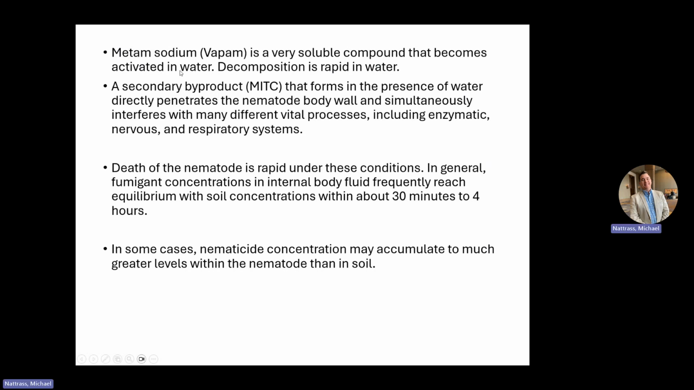This metam sodium, again, has to be converted into this secondary byproduct, and it's going to disrupt this enzymatic, nervous, or respiratory system. So very similar to what happens with our insecticides, in that they're going to penetrate the insect, or in this case, the nematode, and it's going to disrupt some metabolic function. I think broad picture, it's just going to disrupt something. And if it's disrupted, then that means that the insect, the fungi, the nematode, the bacteria, whatever it is, isn't operating at full capacity.